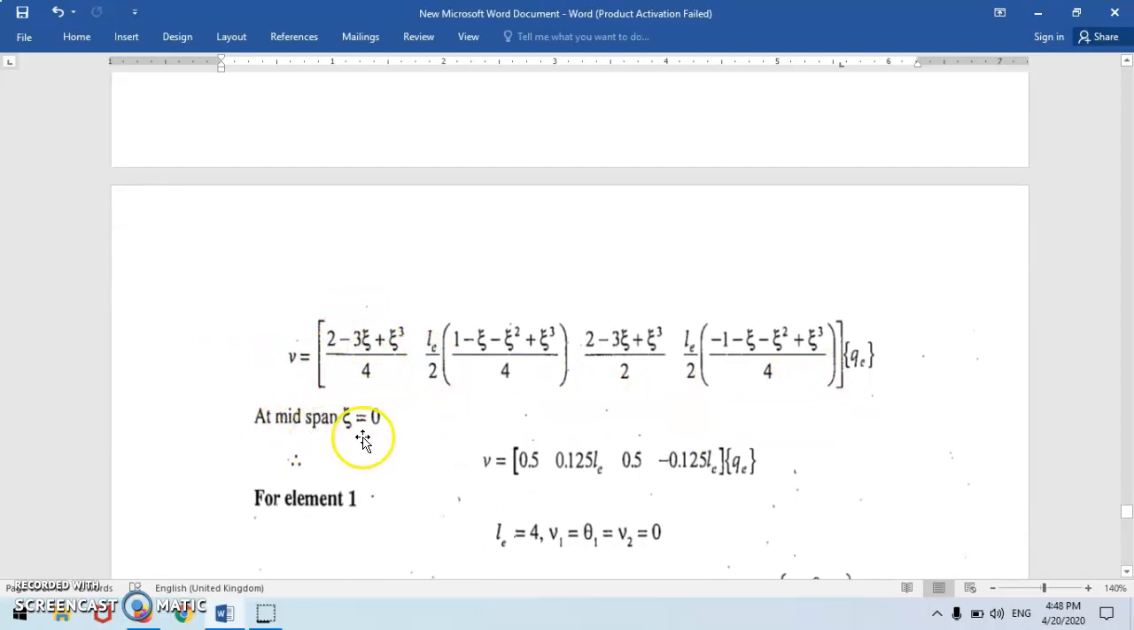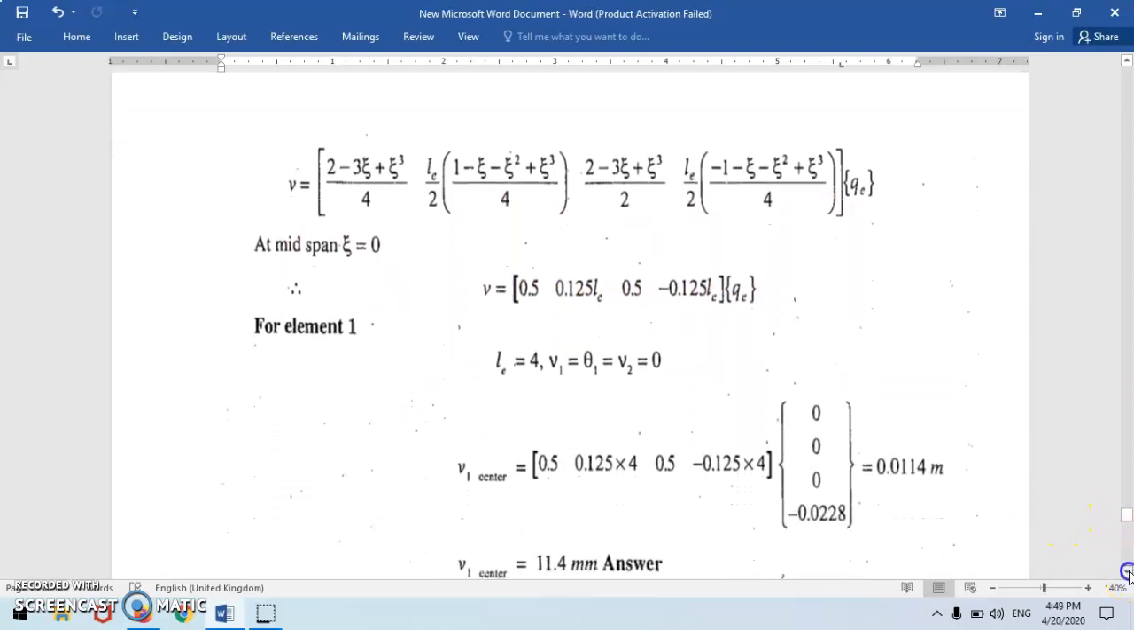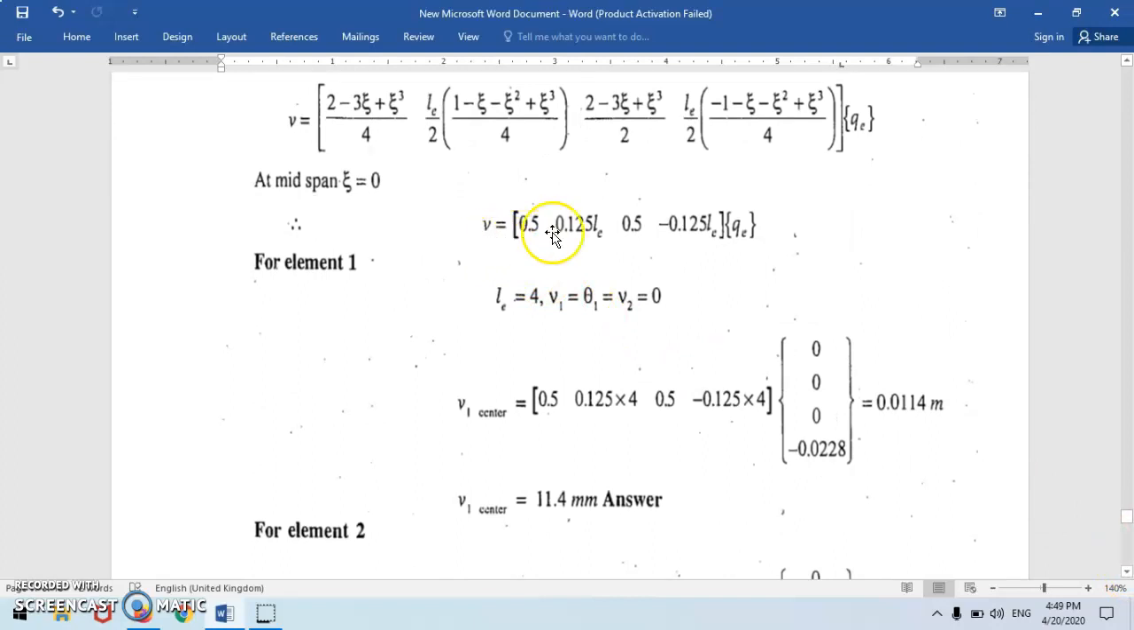At the midpoint, at the midspan, he has asked to find the deflection. At midspan, zeta will be 0. So substitute zero wherever there is zeta. So V will be, you will be getting this much in terms of LE. Your work is to find the V value. So what is V? V is this. What is unknown here? LE. So what is LE for the first element?